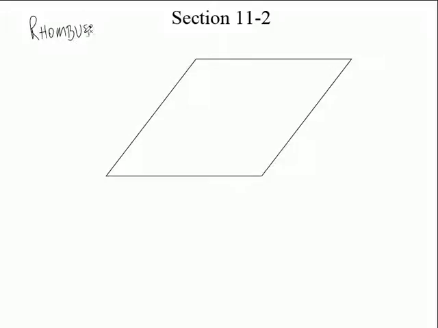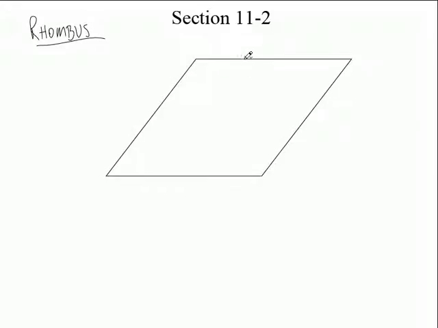We studied rhombus before because a rhombus is just another type of what? No, it's not a rectangle. It's not a square because it doesn't have right angles. Parallelogram. Thank you. It's a parallelogram. Okay, a rhombus is another type of parallelogram. All right.